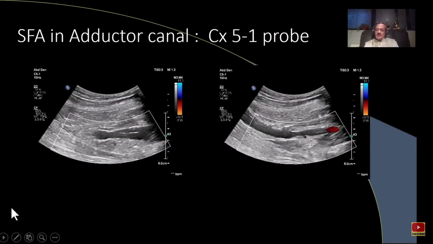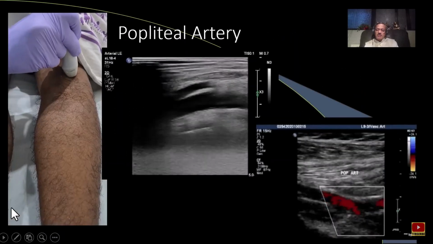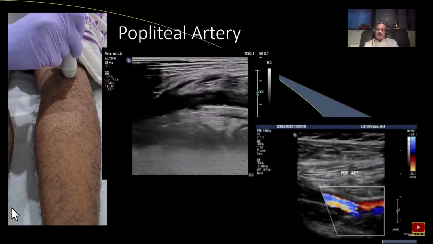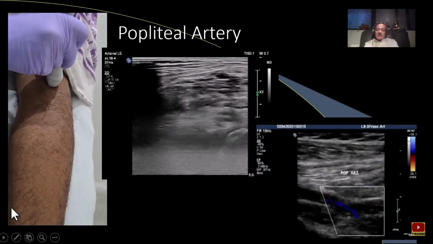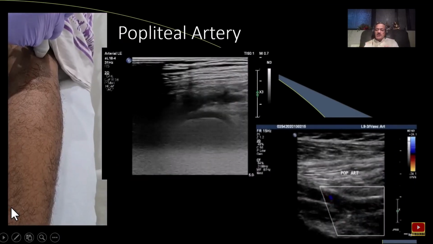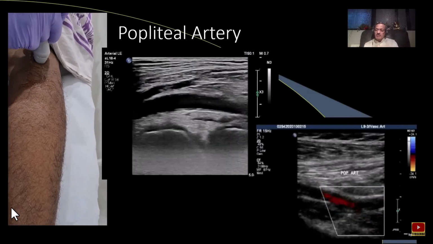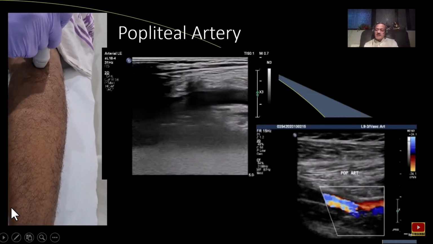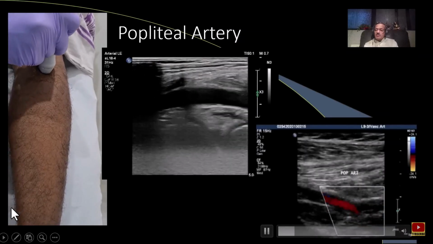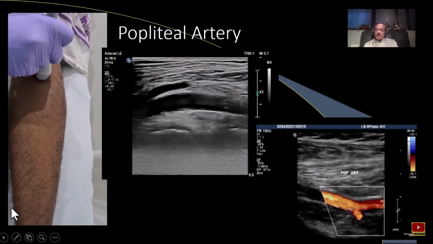When we go to the adductor canal, sometimes it is difficult to see it with a linear probe, and therefore we might use a convex probe, which has a lower frequency. For the popliteal, we can ask the patient to lie down prone. Sometimes the patient has a bandage or is not able to lie down prone. We can just tilt them on one side and look at the popliteal artery from the sides. The bifurcation of the popliteal artery is very, very important to evaluate.